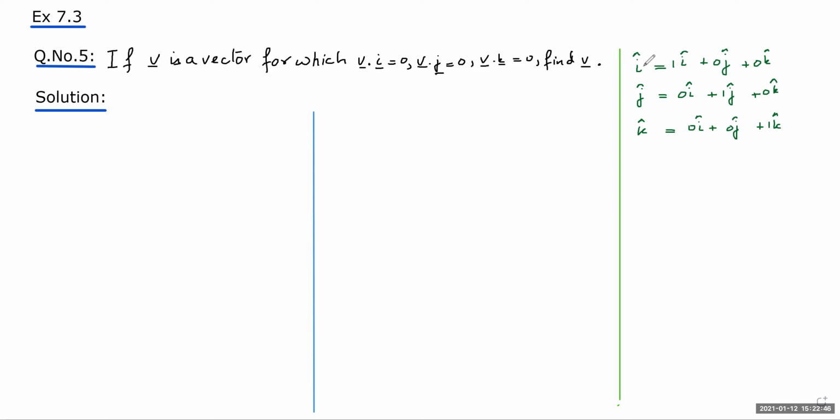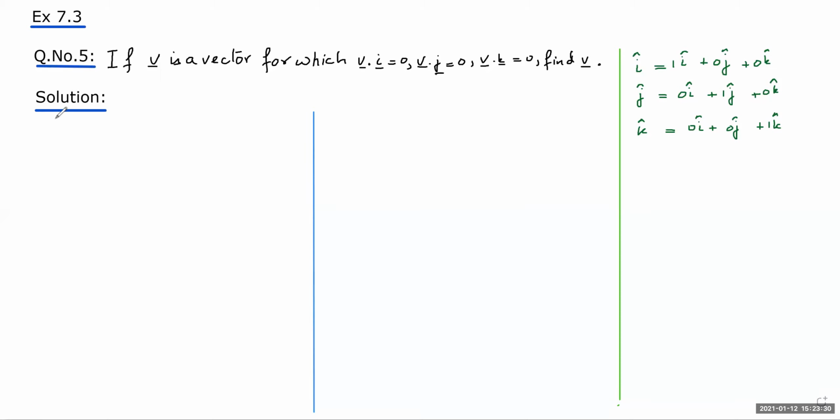To solve this particular question, we are going to consider unit vector I. You know that unit vector I is equal to 1 into unit vector I plus 0 into unit vector j plus 0 into unit vector k, because I is a vector with magnitude 1 and its direction is only along the x-axis. Its y component is 0, its z component is 0. Similarly, unit vector j can be written as 0 into unit vector I plus 1 into unit vector j plus 0 into unit vector k, and unit vector k can be written as 0 into unit vector I plus 0 into unit vector j plus 1 into unit vector k.